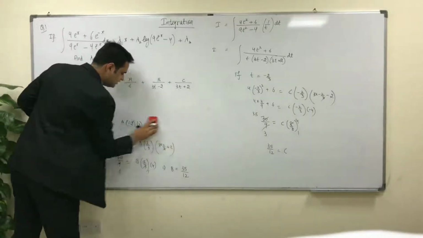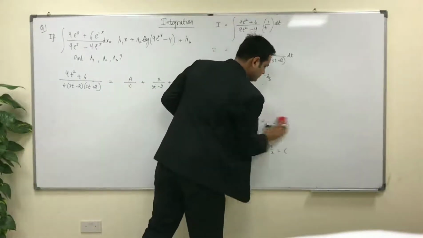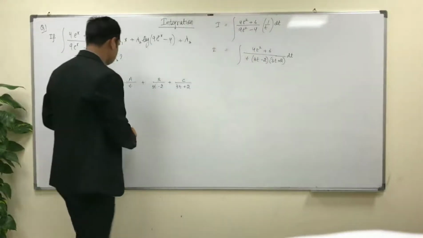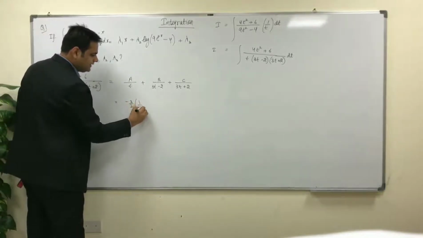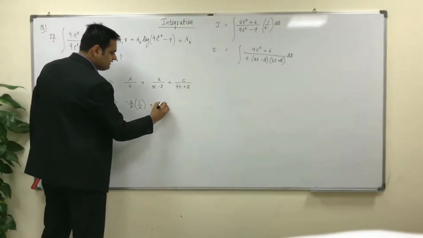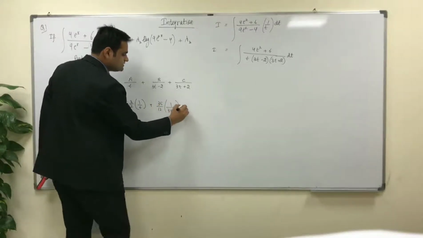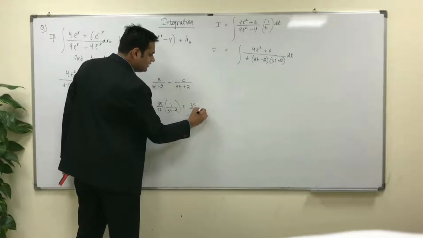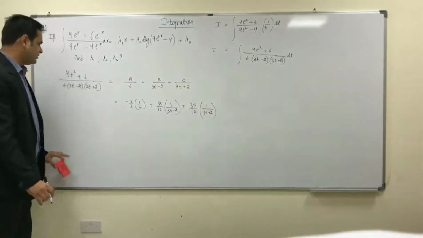So if I replace it over here, A was minus 3 by 2, 1 by t, plus B was 35 by 12 into 1 upon 3t minus 2, plus C was 35 by 12 into 1 upon 3t plus 2. Now, that's what I got about this.